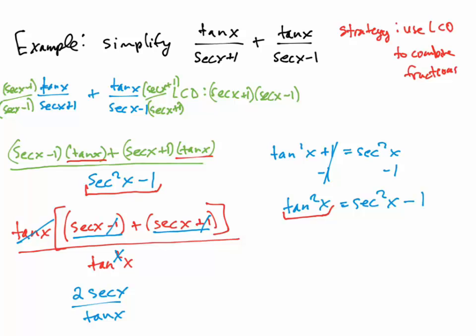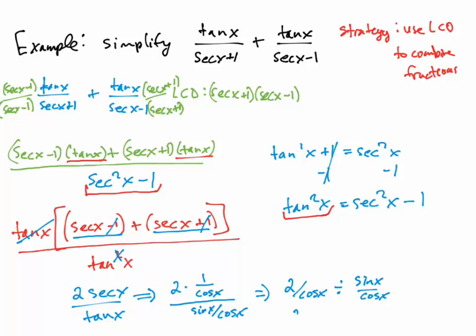So we're almost there. At this point, I'm going to rewrite everything in terms of sine and cosine. So 2 times 1 over cosine x all over sine x over cosine x. Now when we have a complex fraction like this, in other words a fraction divided by a fraction, we can rewrite this as 2 over cosine x divided by sine x over cosine x. Well, when we divide fractions, it's the same as multiplying by the reciprocal. So cosine x over sine x.